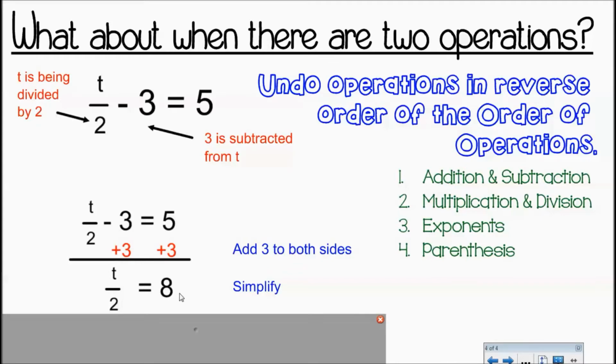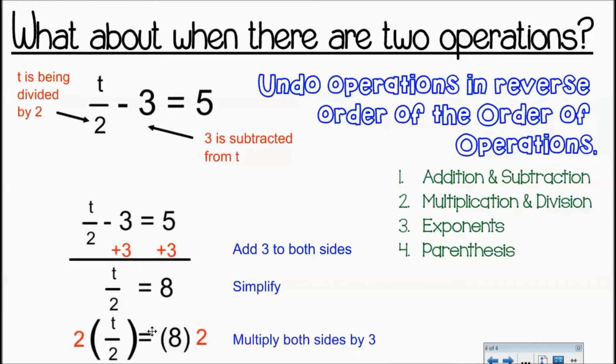And then I'm going to undo t being divided by 2 by multiplying both sides by 2. Cancels there. And what I'm left with is t equals 16. That's what we're left with. T equals 16. Now one of the beauties of equations is I can check my answer. I can put it back in there. So I'm thinking that t equals 16.